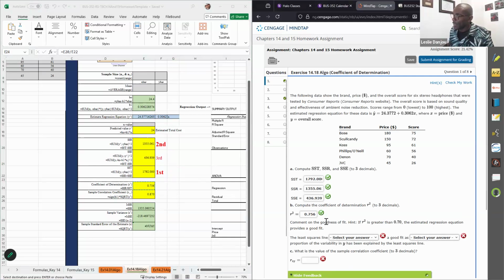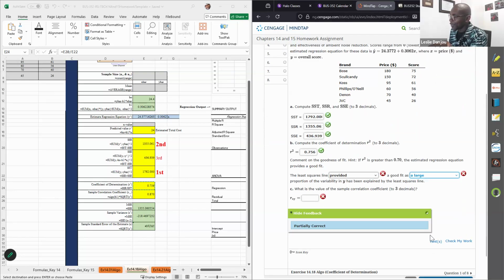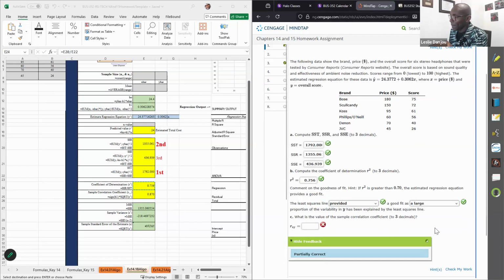All right, good. And then it says, okay, so I was talking about my R squared. Hint, if your R squared is greater than 0.7, the estimated regression equation provides a good fit. All right. So right here, the least squares line, isn't this better than 0.7? It provided a good fit for a large. All right. So I'm just going to check my work.